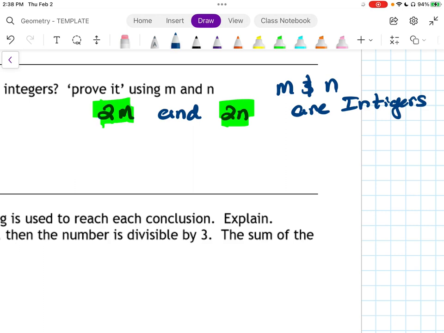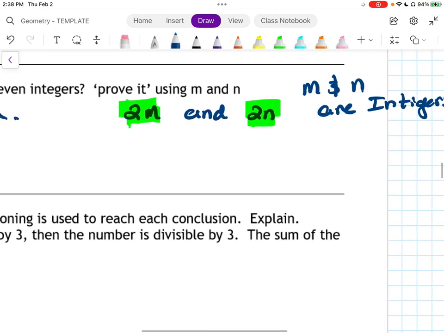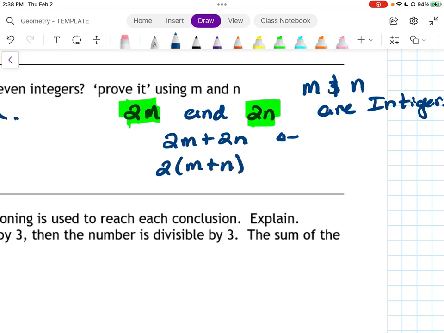Now, they say sum, right? That means adding them. So I'm going to say 2m plus 2n. I'm going to add them up. Now, remember, I'm trying to show that this is even. So I'm going to factor out a 2. And right here, I've got this 2 hanging out front. I have no idea what m plus n is. I don't know what it is. But if you multiply it by 2, that's an even number. So there we are.